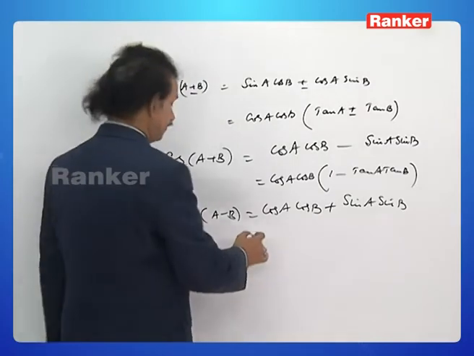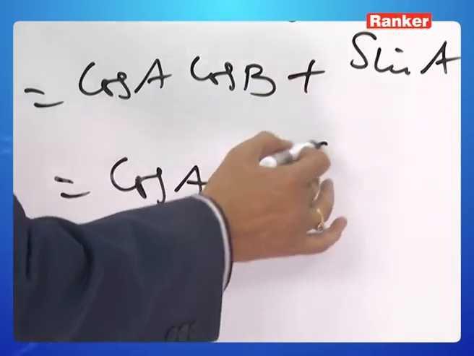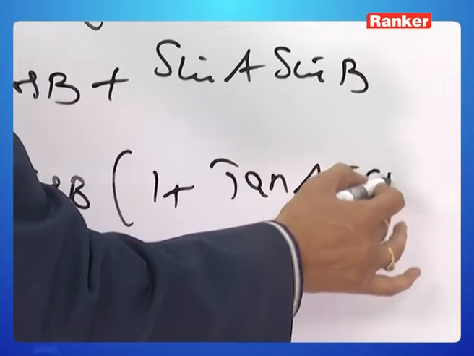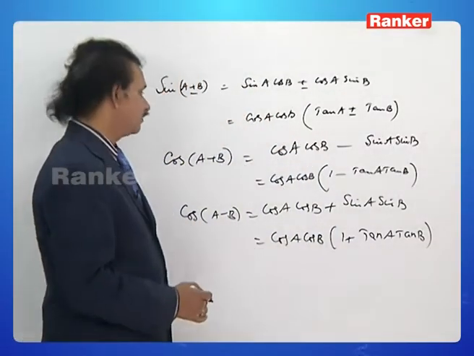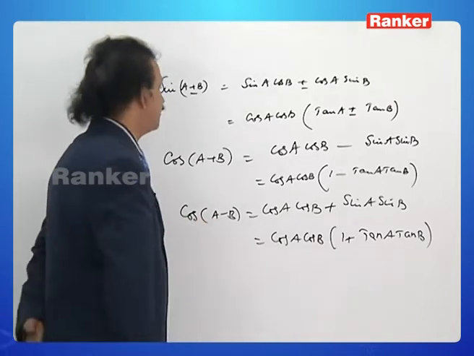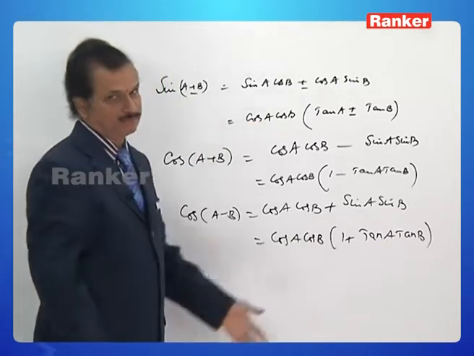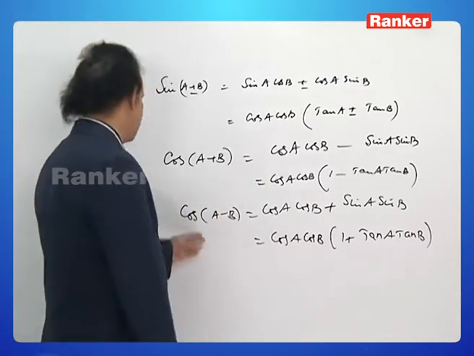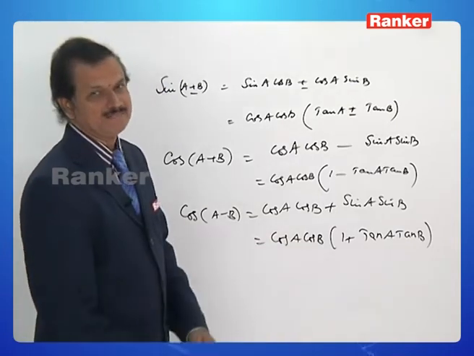You can take cos a cos b as usual as a common factor to have 1 plus tan a tan b. Isn't it? So, you can be using the results: sine of a plus b by cos a cos b is tan a plus tan b. Sine of a minus b by cos a cos b is tan a minus tan b. Cos of a plus b by cos a cos b is 1 minus tan a tan b. Cos of a minus b by cos a cos b is 1 plus tan a tan b. You can have these results.